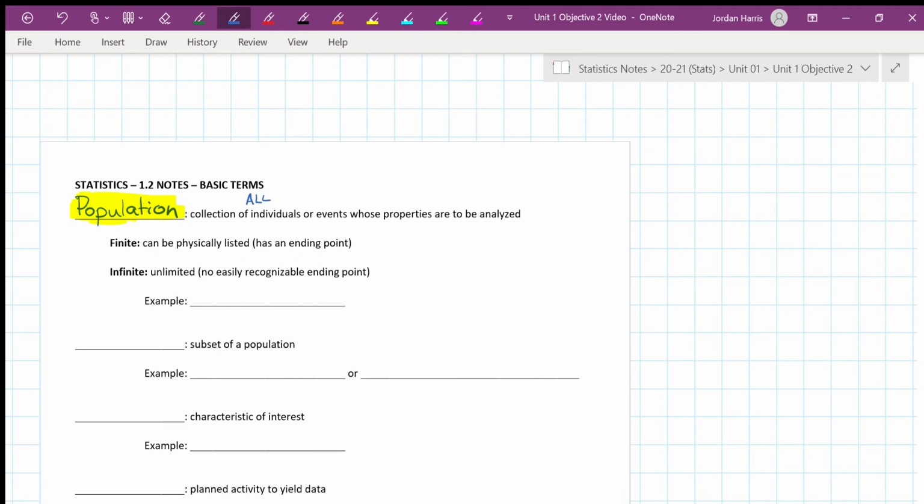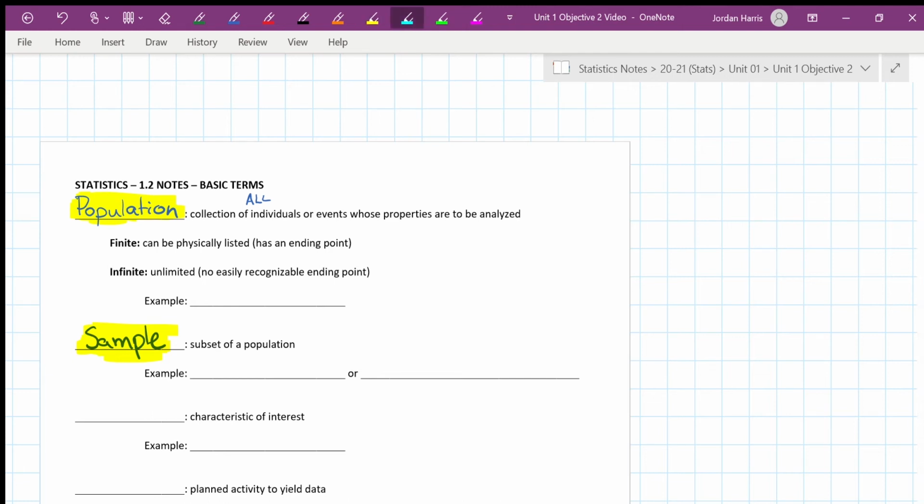We never analyze the whole population. That's where a lot of people get confused. What we analyze is called a sample, which is actually our second term, which I'll talk about in just a sec. So I'll write it in now. We analyze a sample. We take a piece and we analyze that to then make conclusions about the whole population.